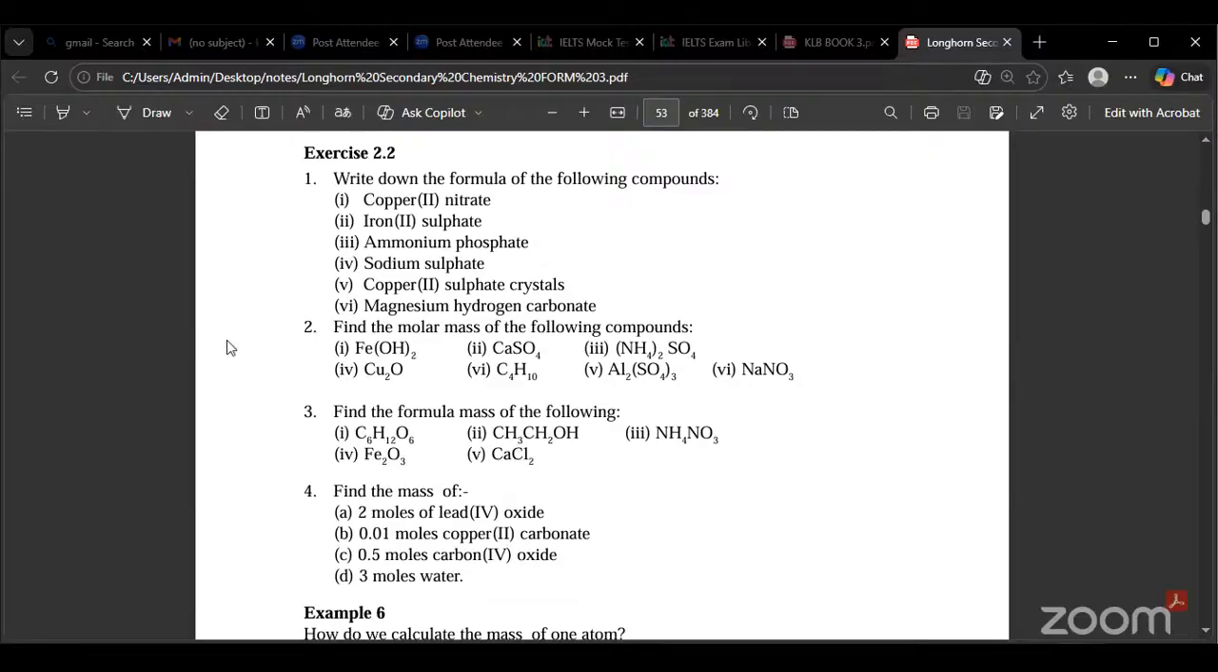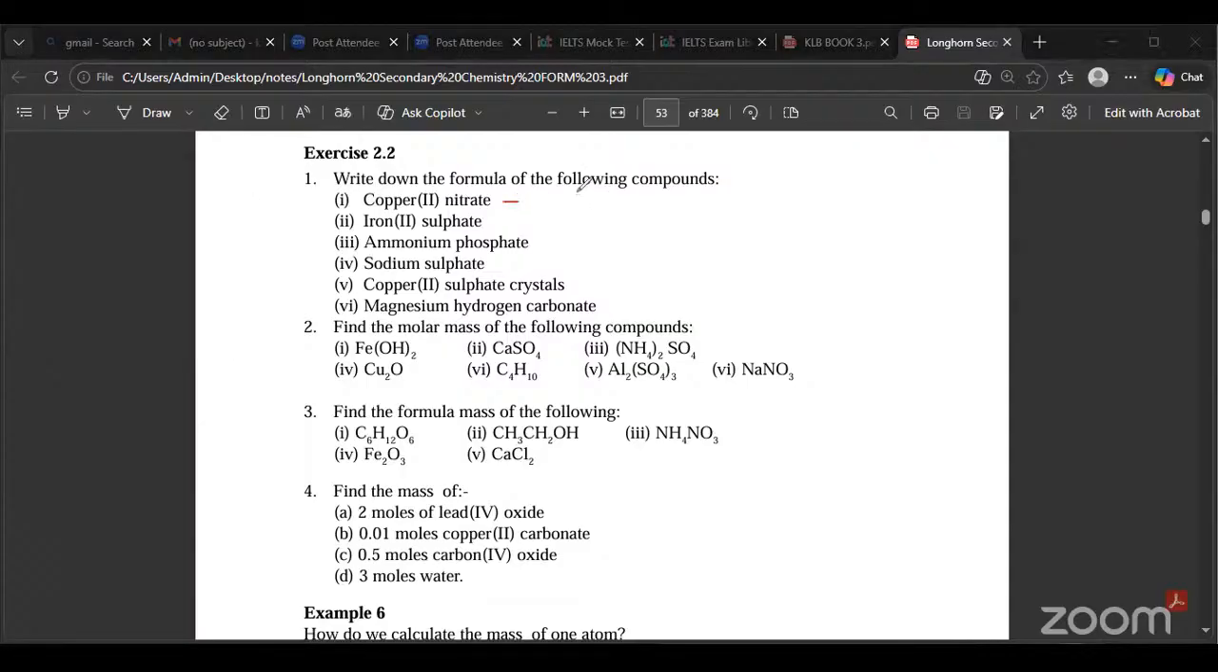So let me do question 1. There's a reason why I normally want to do question 1. And then you can do 2 and 3. And then we do question 6, I think that one, because of the more than 3 elements combining together. So I'll do question number 1, which is copper 2 nitrate.